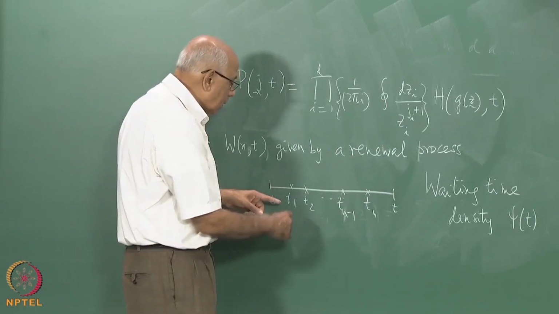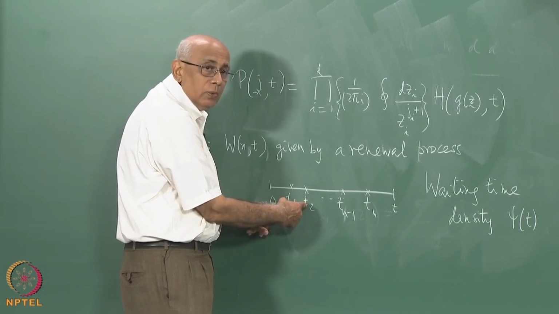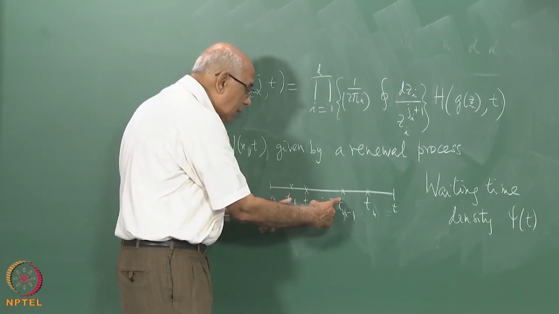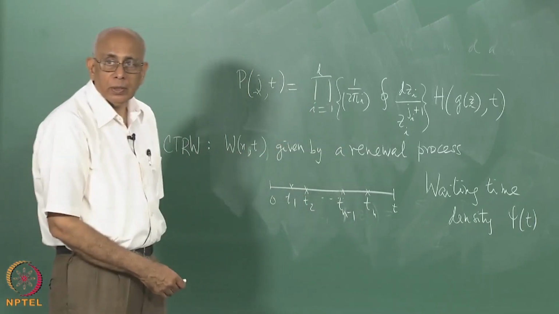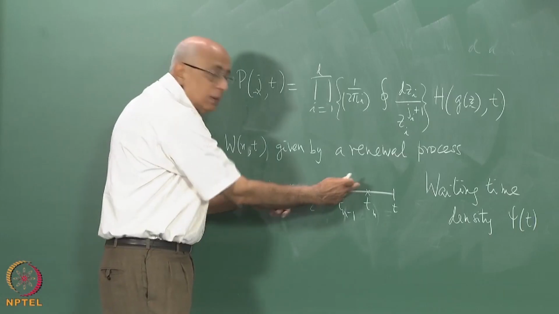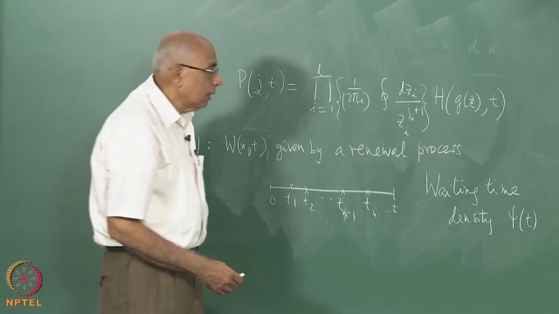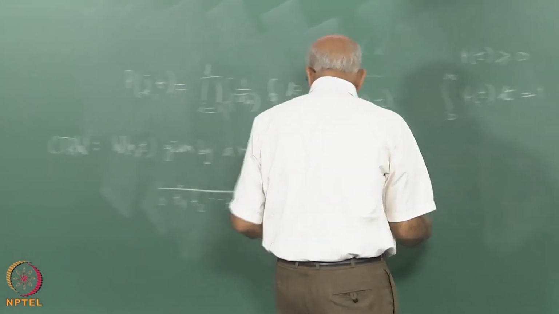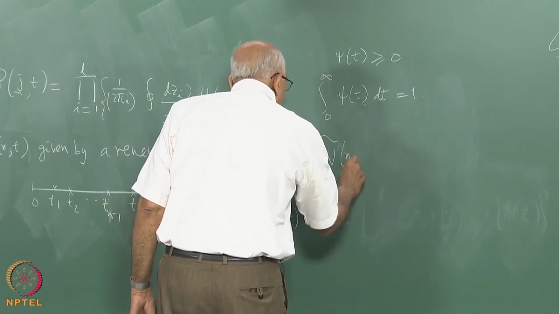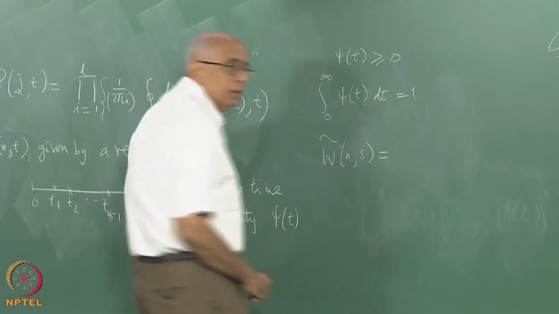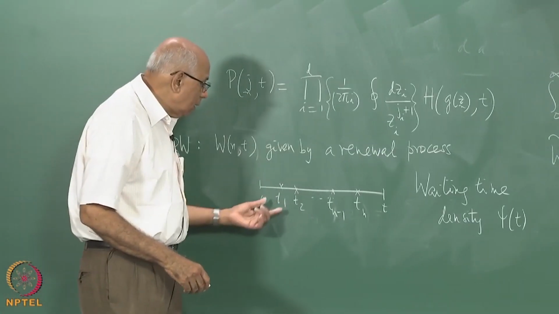It is clear that this T1 appears anywhere between 0 and T2, T2 appears anywhere between T1 and T3, and so on, and it is in the form of a convolution because these intervals, the sizes, are the arguments for the psi. So it is immediately clear that if you take Laplace transforms and you write W tilde of n comma s, s being the transform variable, it is a convolution.